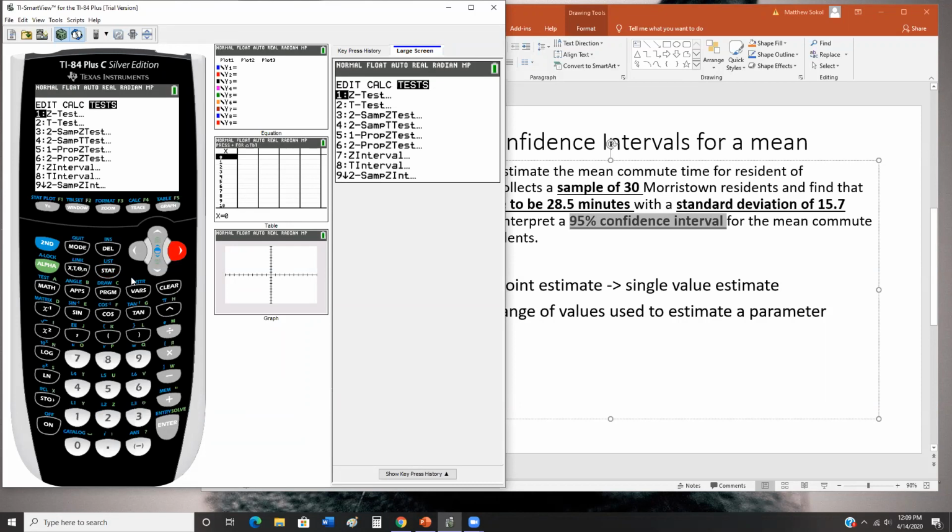Okay. Now, if you look here, what I wanted to calculate was an interval. Look at the screen here. Are there any options that say interval on my calculator? 7 and 8, at the bottom. Yeah, what we want for this class, and you'll learn about this more when you watch the videos, is the option called T interval.